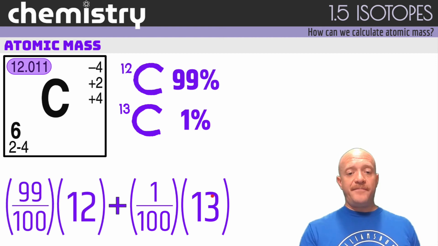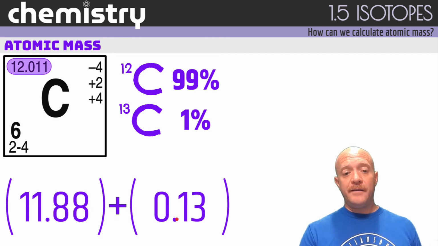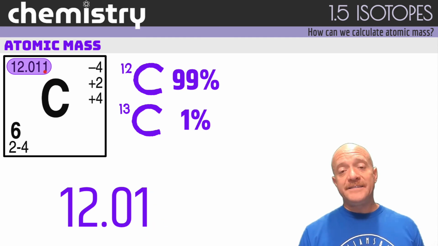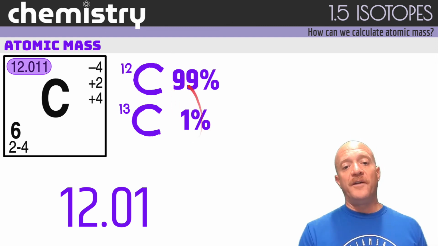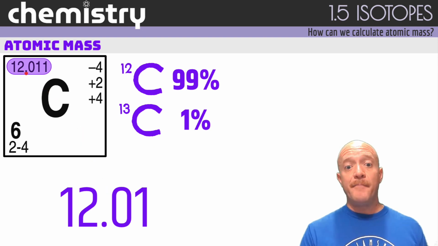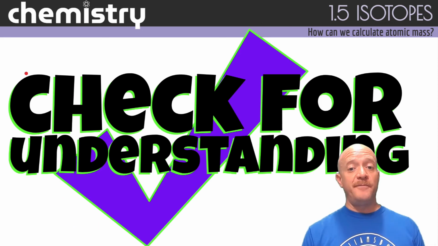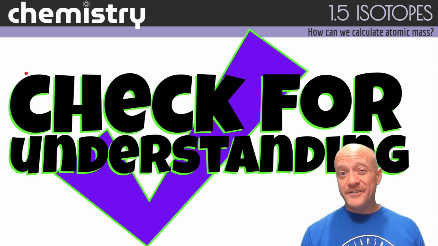When you do that, you get 11.88 plus 0.13. When you add these two up, you get 12.01. Notice 12.01 versus 12.011. The difference is basically rounding, since these were whole numbers. But essentially, this is how scientists calculate the atomic mass. You're going to be practicing. I want you to perform this check for understanding right now so I can gauge whether you understood this.